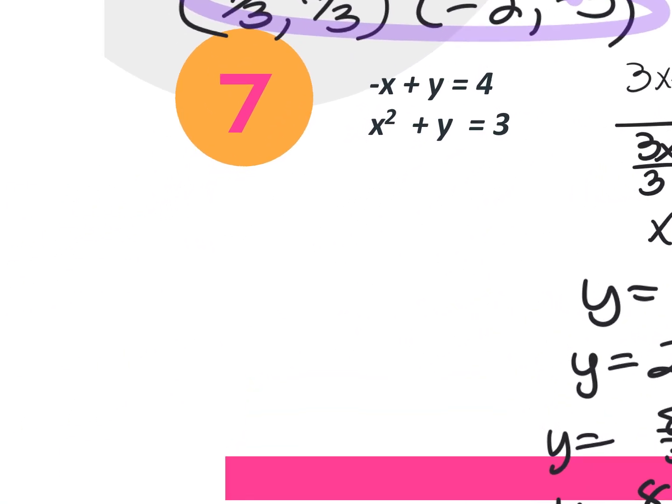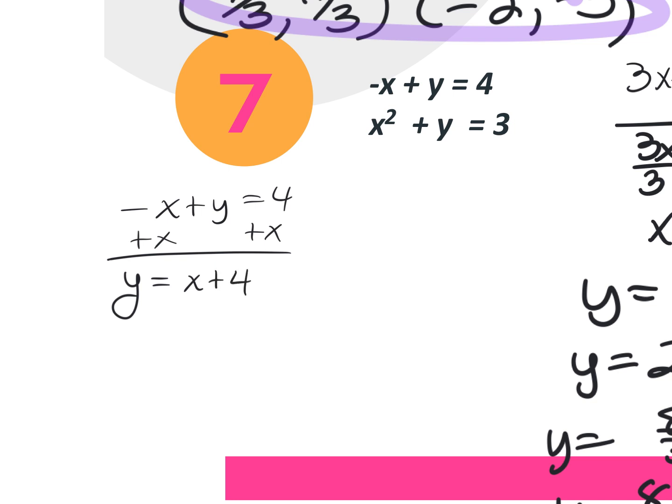So here are my two equations. This is my system. Again, I'm going to take the linear equation, the first one, and I'm going to solve it for y. You could also have solved it for x. It really doesn't matter. So I'm going to go ahead and put it into y equals mx plus b form by adding the x to the other side. And I get y is equal to x plus 4. This is what I'm going to substitute in for this y value here.